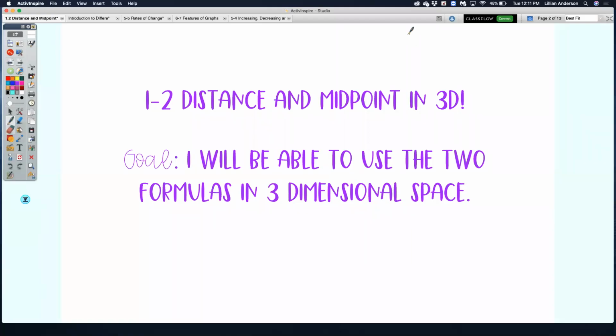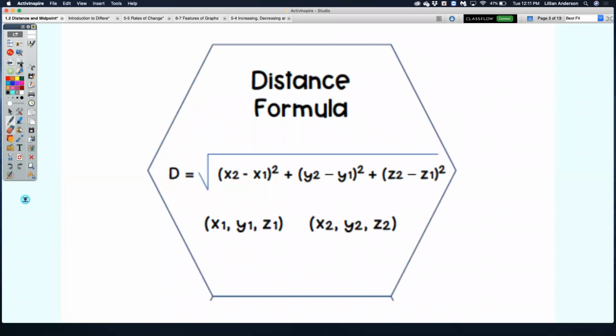So it's actually not 1-2, this is actually 2-2 because we are in our second unit. We changed the order from last year, so this is actually 2-2. Distance and midpoint in 3D. You will be able to use our two-dimensional formulas that we already know for distance and midpoint, except this time in three-dimensional space. Okay, here's your distance formula.